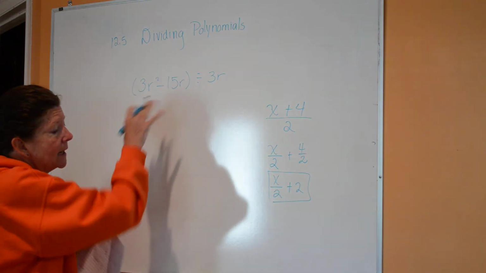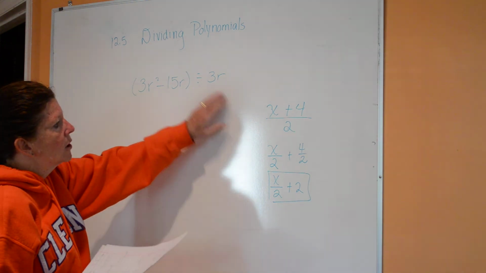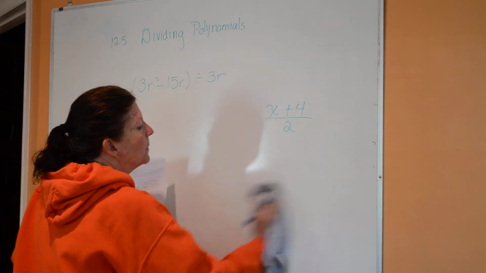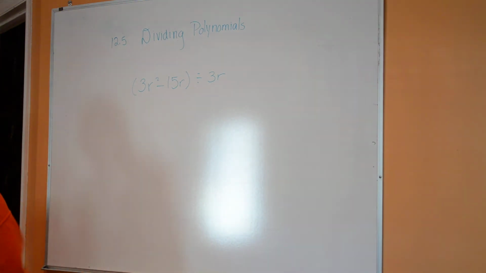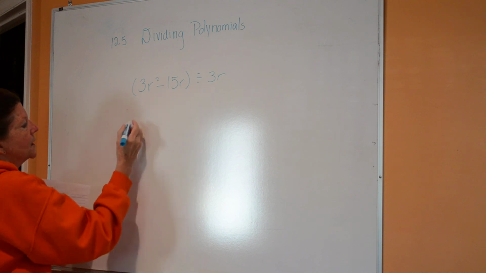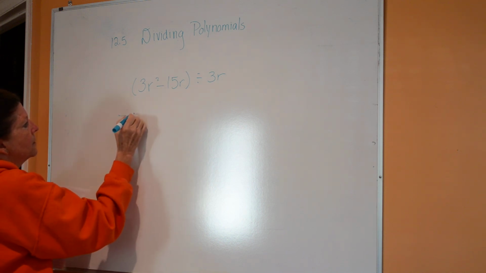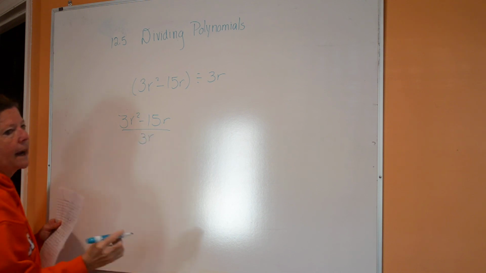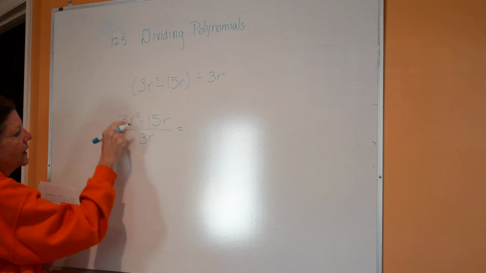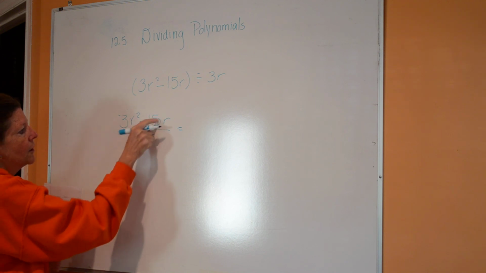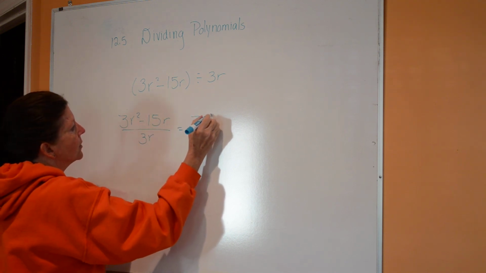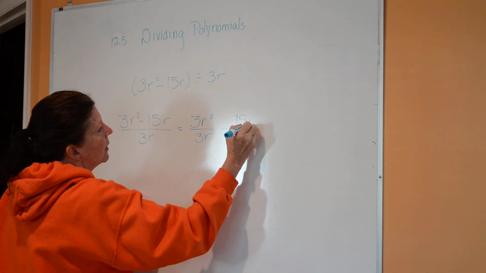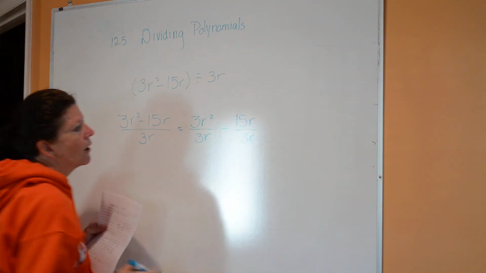I'm going to do the same thing here because I do have a monomial, just like this is a monomial. So I'm going to take the top part and I'm going to rewrite it using the bottom. So at first I might do this so that I can see it done up and down. And then I'm going to turn around and I'm going to put the monomial on both of those terms. So I have 3r squared over 3r minus 15r over 3r.